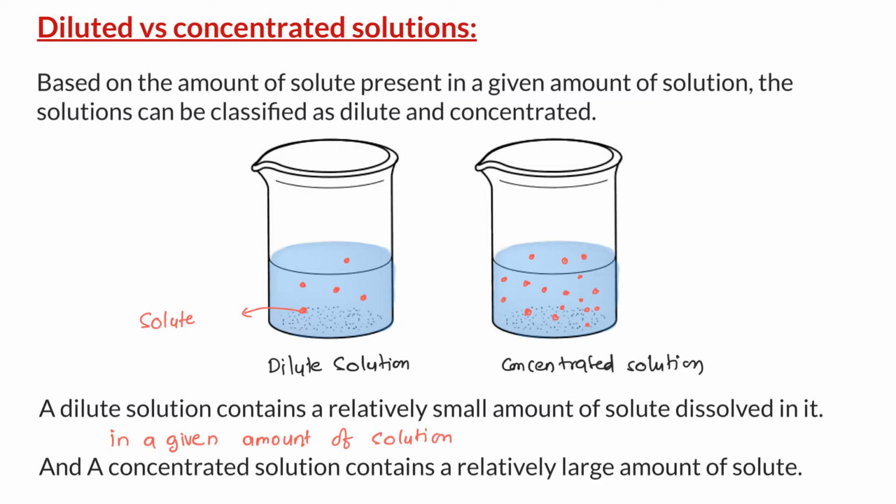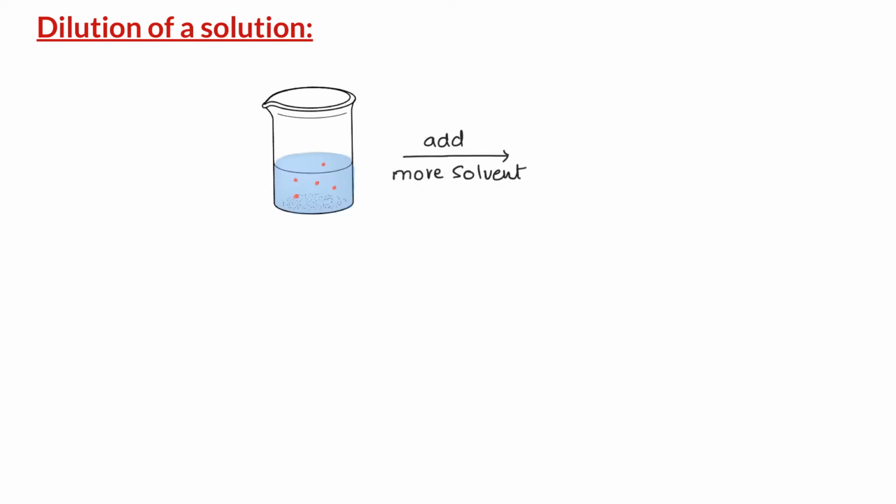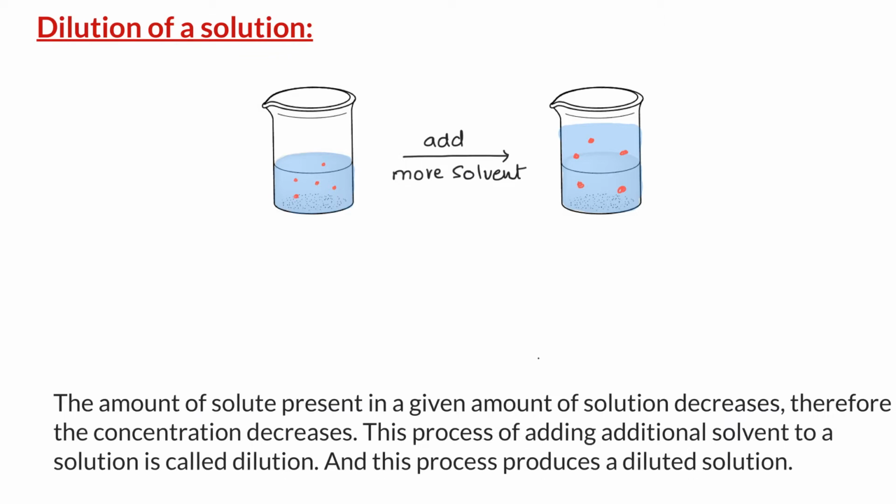These two terms are relative and not quantitative in nature. That is, they don't provide the exact numbers of concentrations. If we take a particular solution and add more solvent to it, the amount of solute present in a given amount of solution decreases. Therefore, the concentration decreases. This process of adding additional solvent to a solution is called dilution. And this process produces a diluted solution.